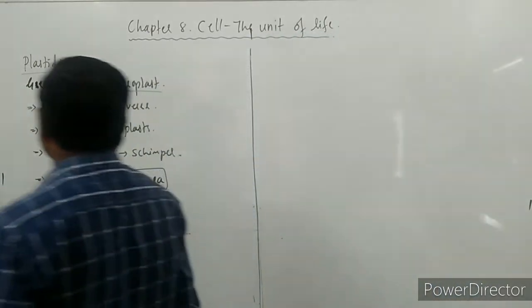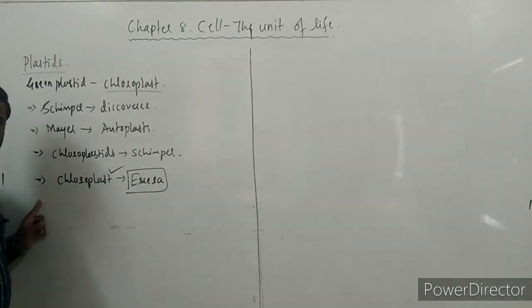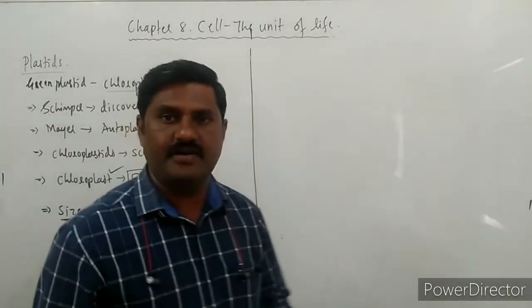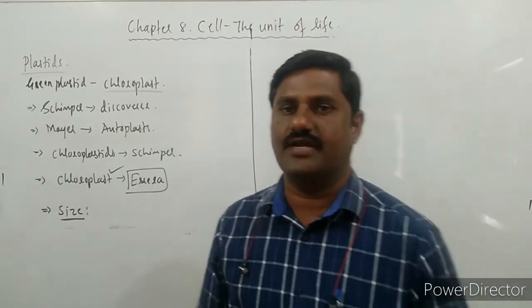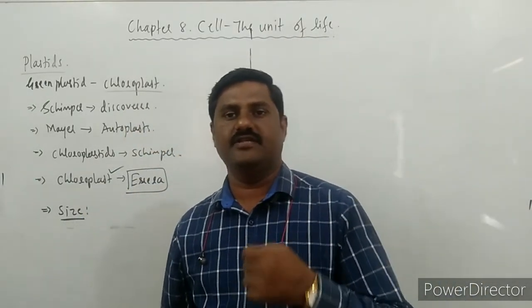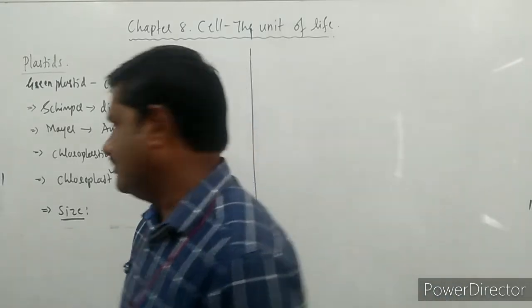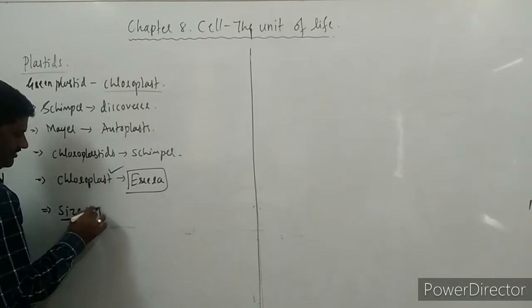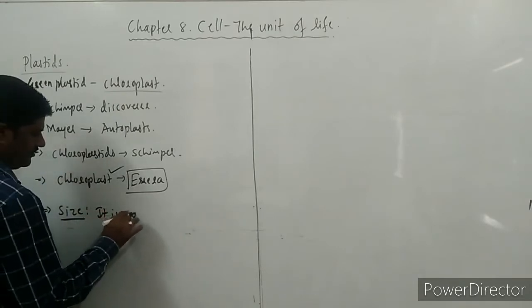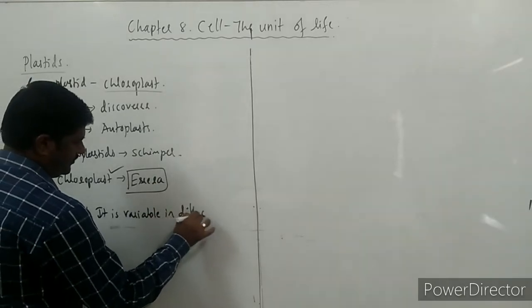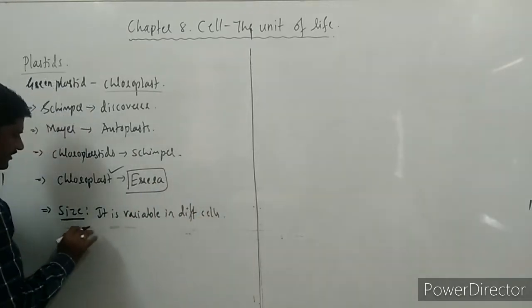So this is the first discovery part, and let us start with the size of these plastids. The size varies in different cells of the plants, right? The size varies, and even the shapes vary in different plants, right? So size is variable in different cells also, right?